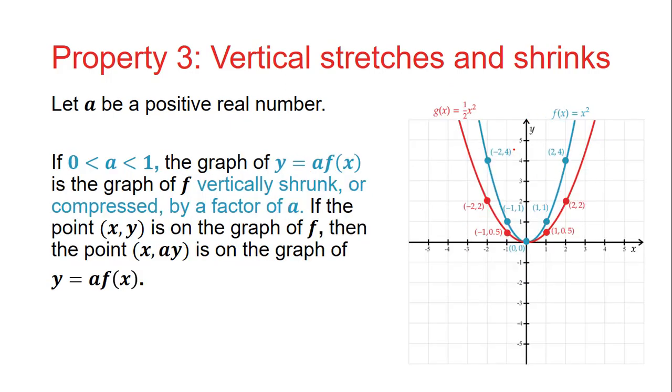Then part B of that property is when we have a positive real number that's between 0 and 1. The graph of y is equal to a times f of x is the graph of f vertically shrunk or compressed by a factor of a. So if the point (x, y) is on the graph of f, then the point (x, a times y) is on the graph of y equals a times f of x.